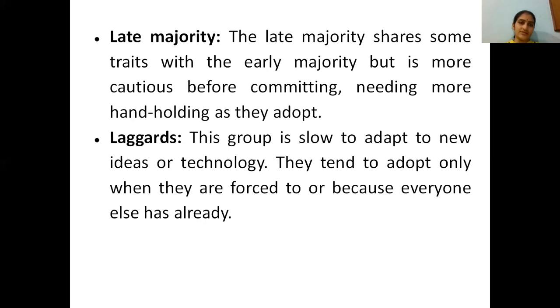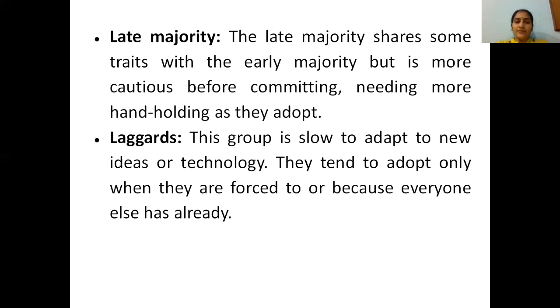And then comes the laggards. This is also one of the categories in adopters, which we call laggards. The term laggards here indicates slow. So this group is slow to adopt new ideas or technology. This kind of adopter is very slow to adopt the new technology. They are always very traditional. They are very stereotypically traditional. They are more concerned about their traditional methods of buying behavior. They tend to adopt only when they are forced to, or because everyone else has already used it.